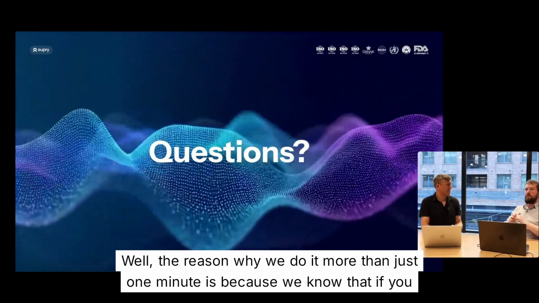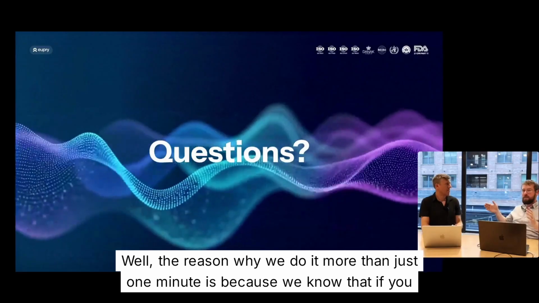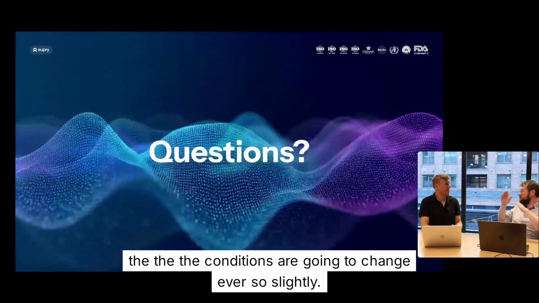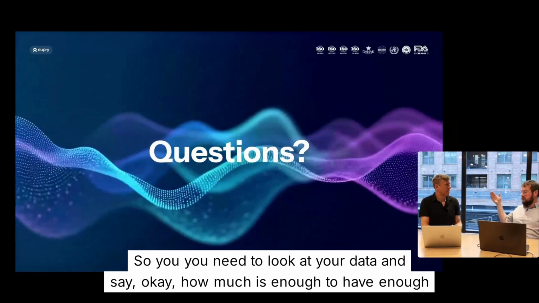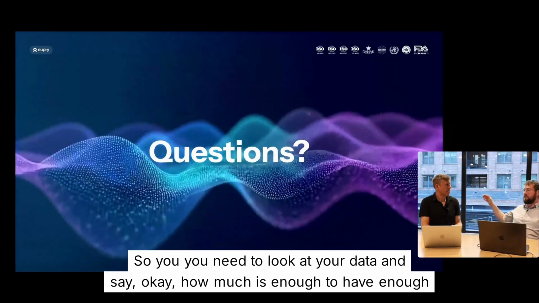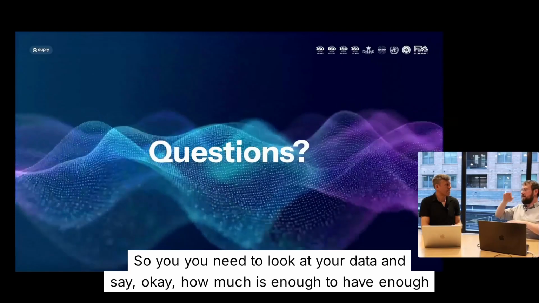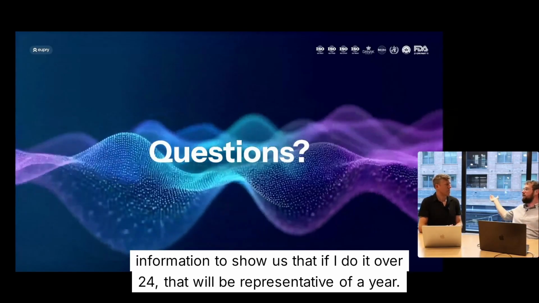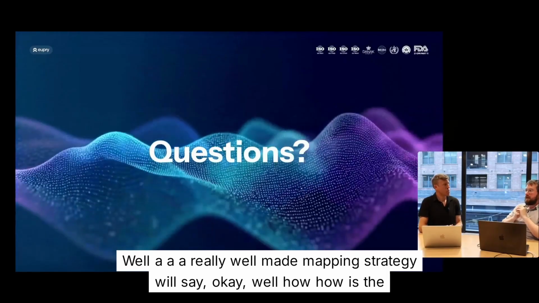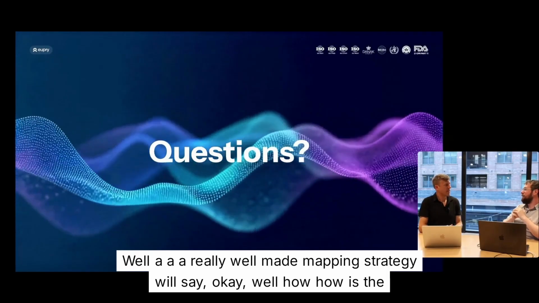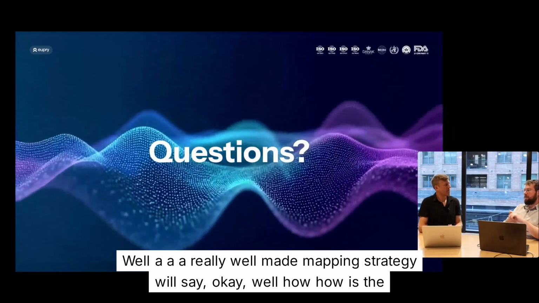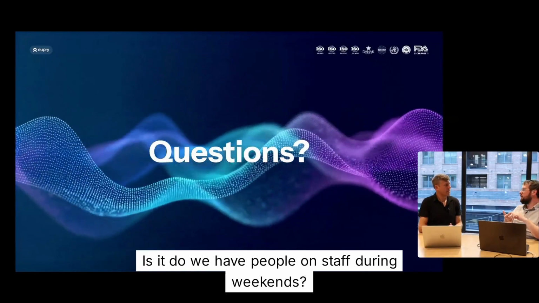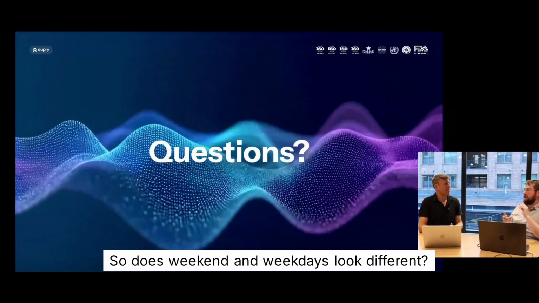Well, the reason why we do it more than just 1 minute is because we know that if you take a period of time, the conditions are going to change ever so slightly. So you need to look at your data and say, okay, how much is enough to have enough information to show us that if I do it over 24, that will be representative of a year. Well, a really well-made mapping strategy will say, okay, well, how is the operation of this unit? Do we have people on staff during weekends? So does weekend and weekdays look different?